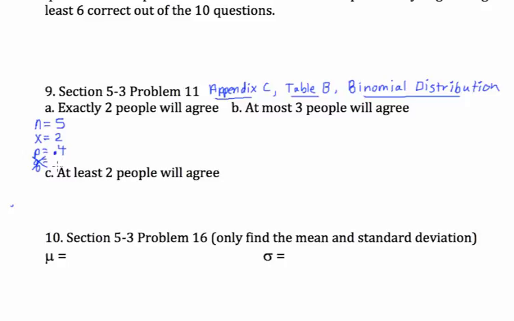To use our table, we don't need Q. What would Q be, though, if we wanted to use our formula instead? 1 minus 0.4 or 0.6. If 40% of the people agree, 60% don't agree. We don't need that for using the table, though. So now, go to that table, find N equals 5, find X equals 2, P equals 0.4, and find that probability.